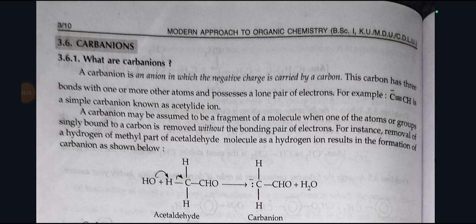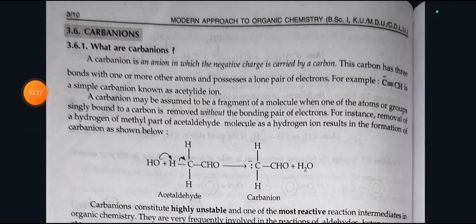3.6 Carbanions. 3.6.1 What are carbanions? A carbanion is an anion in which the negative charge is carried by a carbon. This carbon has 3 bonds with one or more other atoms and possesses a lone pair of electrons. For example, C−≡CH is a simple carbanion known as acetylide ion.